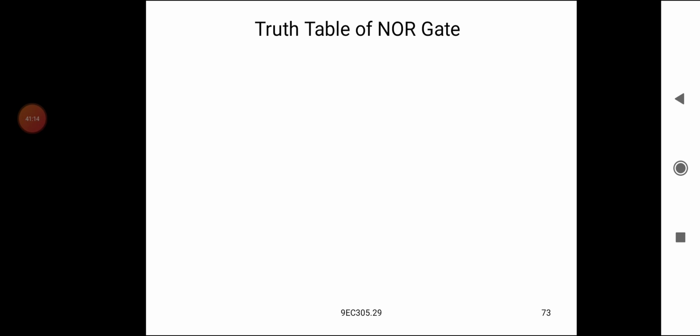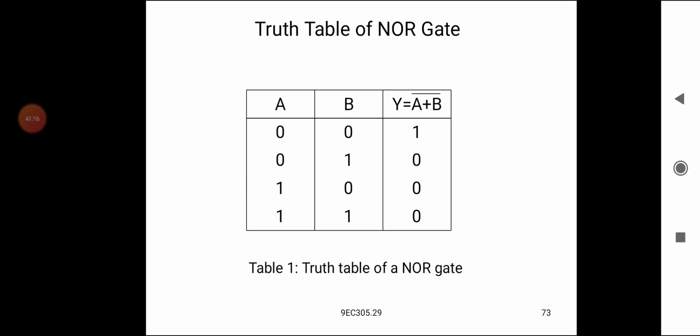Truth table for NOR gate. Inputs are A and B. For 0 0, output is 1. For 0 1, output is 0. For 1 0, output is 0. For 1 1, output is 0.